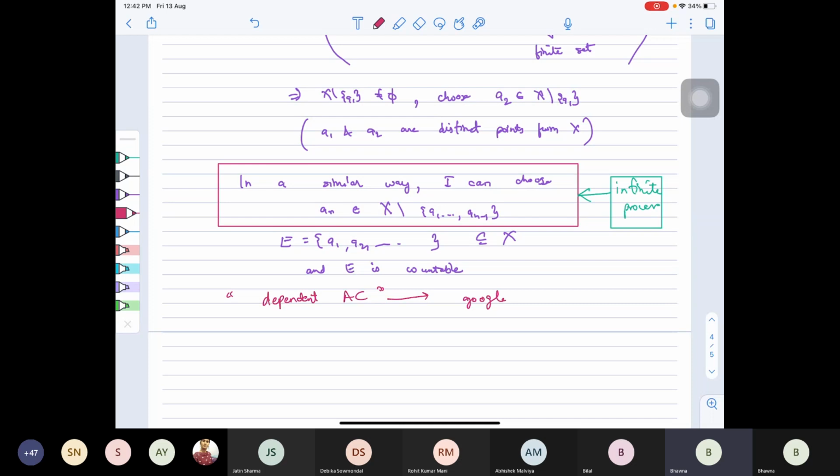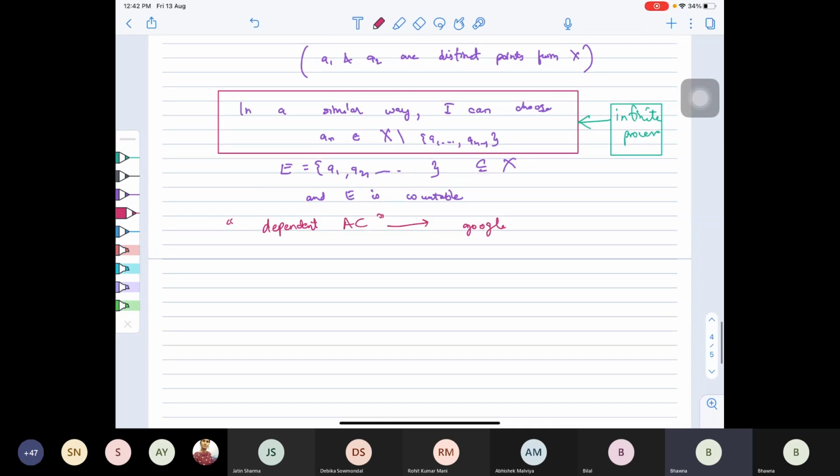So we can use the dependent axiom of choice. Why am I saying dependent axiom of choice? You see that if I take the point An, choosing An is dependent on the previous points, A1 up to A(n minus 1).